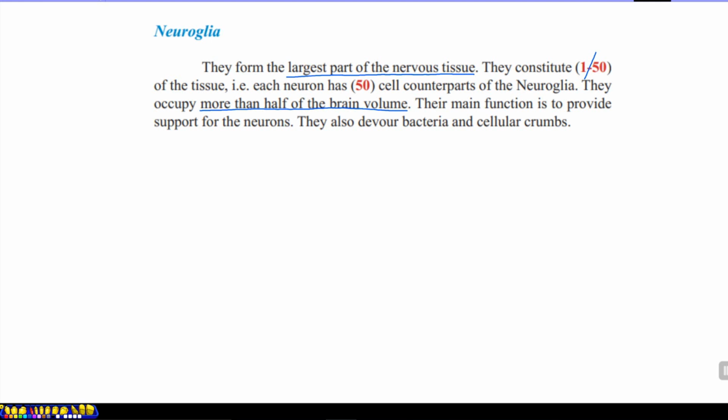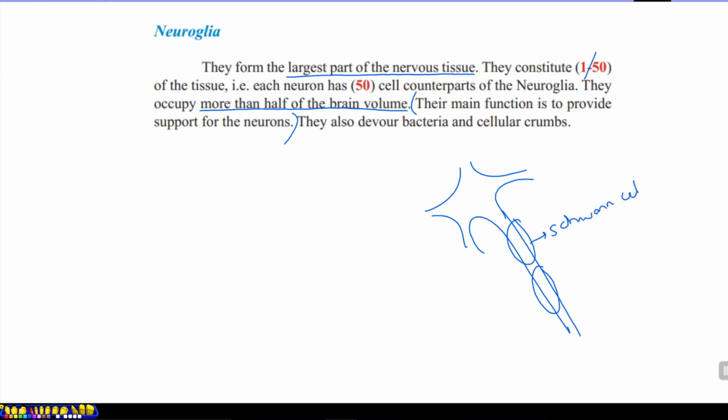Their main function is to provide support for neurons. How? You may remember from previous years that the axon of a neuron may be covered by a medullary membrane called Schwann cells. These Schwann cells are a kind of neuroglia which support the neurons. Also, they help neurons devour bacteria, work as defensive cells, and clean the tissue from cellular crumbs.